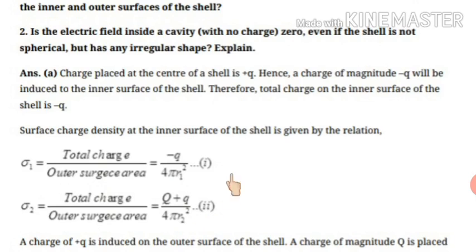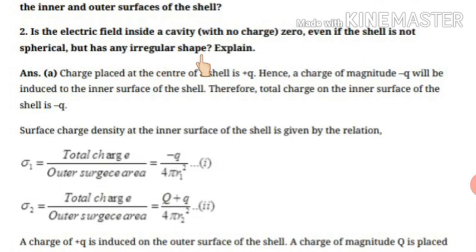Now, the next question we have is: is the electric field inside a cavity with no charge zero, even if the shell is not spherical but has any irregular shape? Explain.